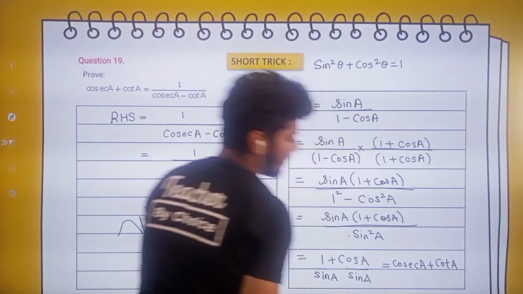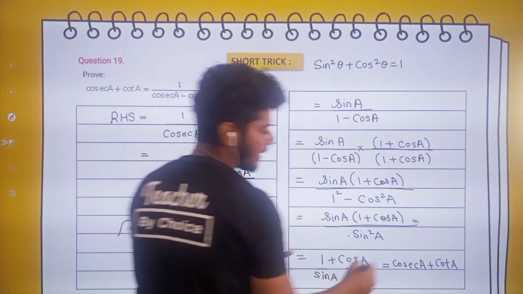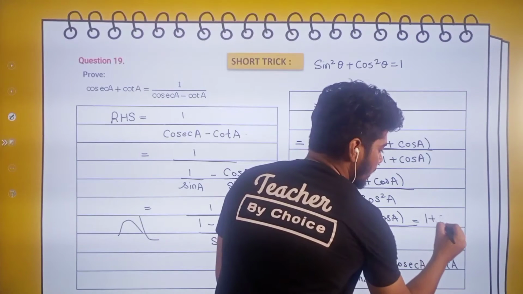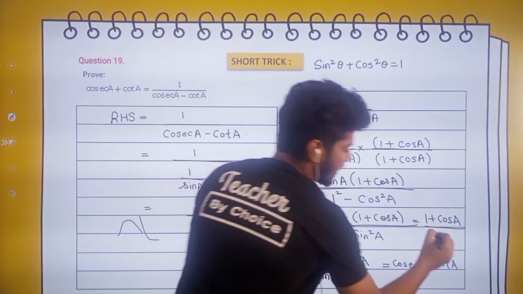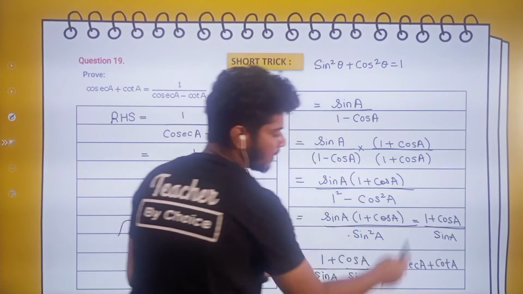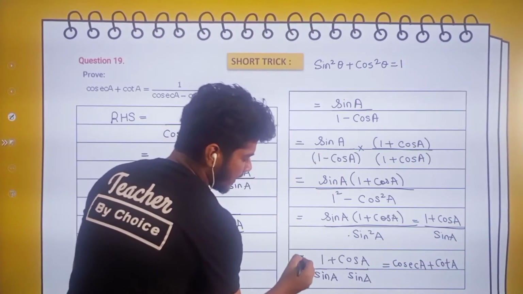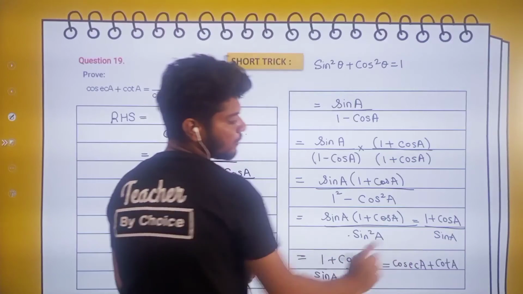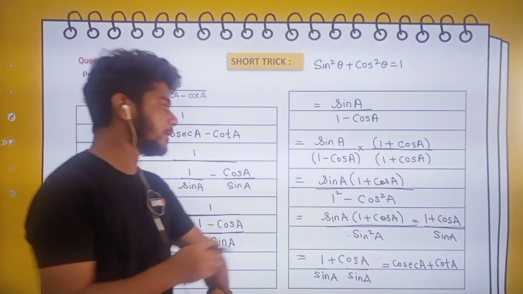See what I did, I will repeat this step. In this step I have cancelled one sin a. When I cancel one sin a, what I will get? 1 plus cos a upon sin a. After this step I have split 1 upon sin a and cos a upon sin a. This split is a very important step. After this you will get the RHS. This is your RHS. I hope you understood the sum.